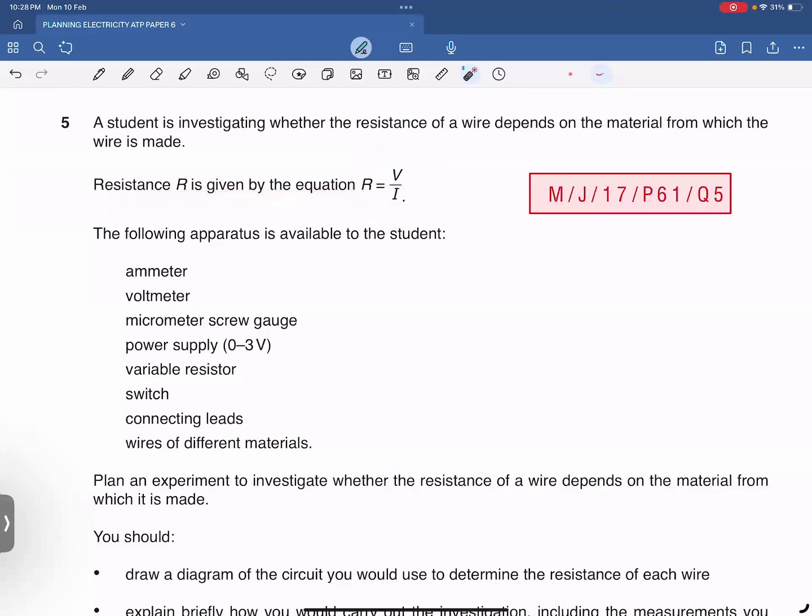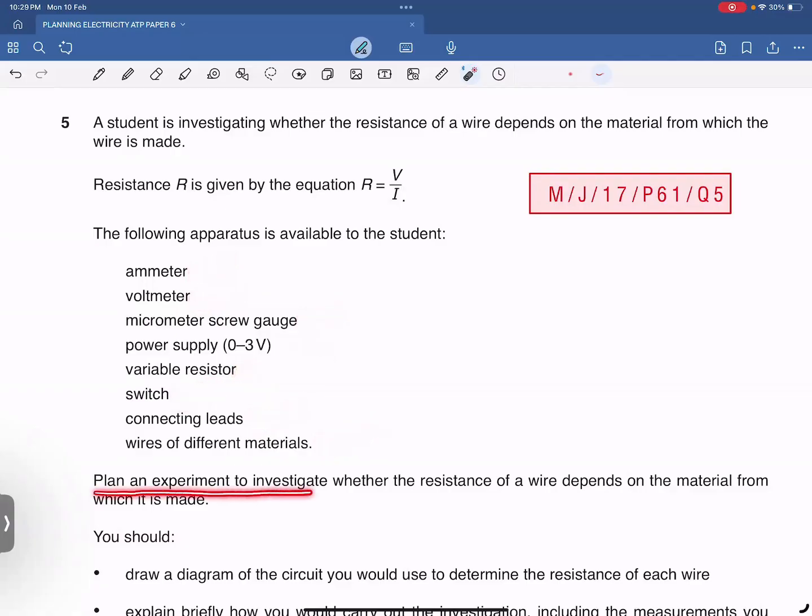The following apparatus is available. Ammeter, we will use it. Voltmeter, we will use it. Micrometer screw gauge, it is just to make sure the diameter of the wires are the same. Power supply, we will use it. Variable resistor, we may use for precaution, but usually I do not use it. Switch, we will use it. Connecting leads, we will use. Wires with different materials, we will be using them.